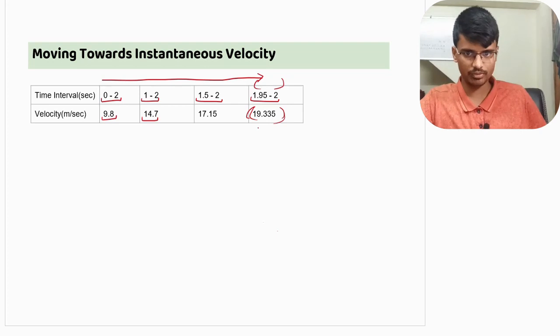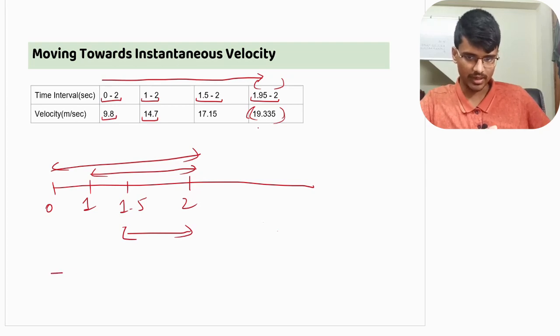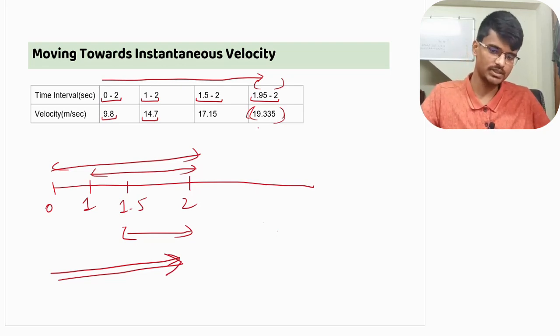If you take a graph, this is our 2, this is our 0, 1, 1.5, right? First we took 0 to 2, then we took 1 to 2, then we took 1.5 to 2. So we are going from left to right in this direction, very important. So this is our left hand limit. We are taking numbers from the left and we are going left to right.